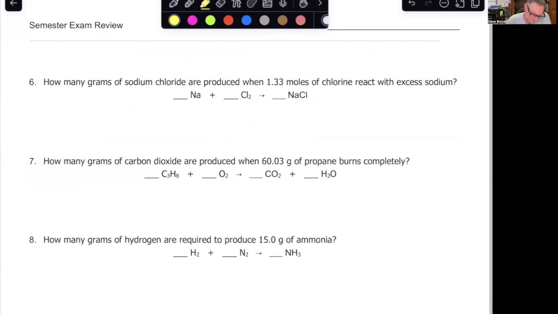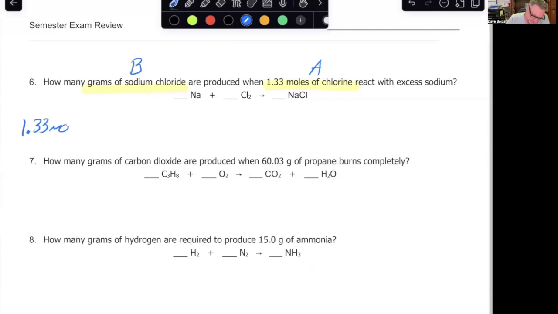Hey, how many grams of sodium chloride are produced when 1.33 moles of chlorine reacts with excess sodium? So when you see excess sodium, that means you just don't have to worry about the sodium. You have as much sodium as you need to react all of what you have. Okay. So grams of sodium chloride, that's what my question is asking for, 1.33 moles of chlorine. That's what I know. So I've identified my B, I've identified my A. So let's start with A, sounds like a good place.